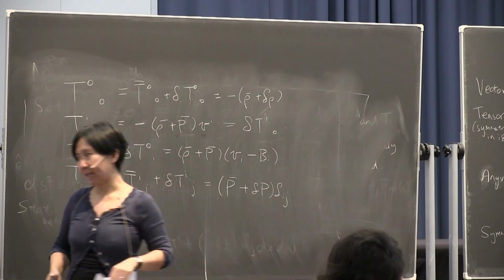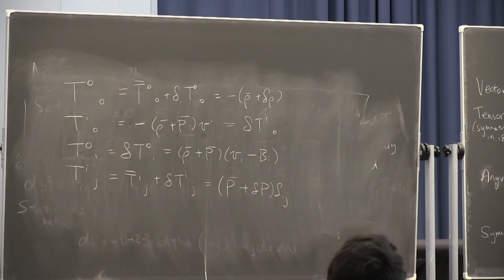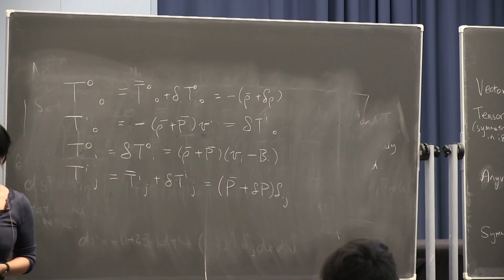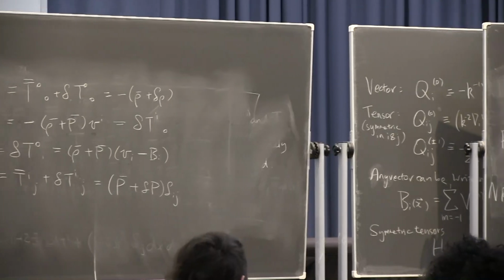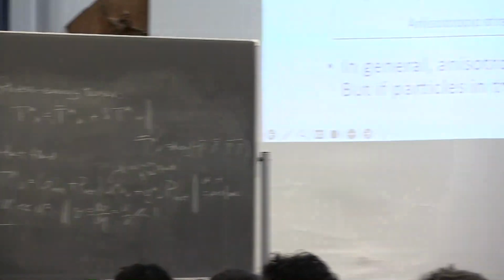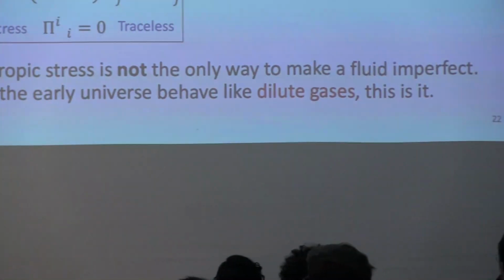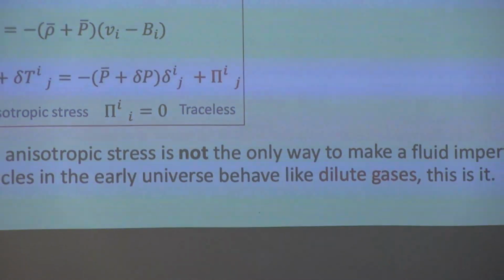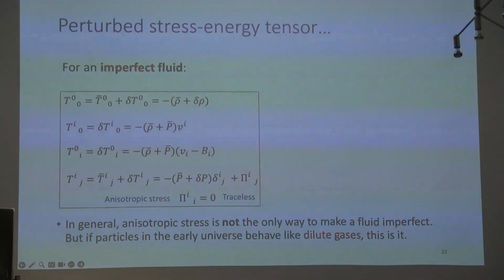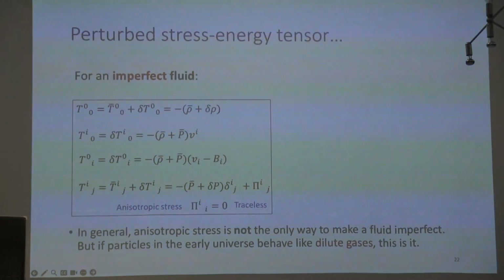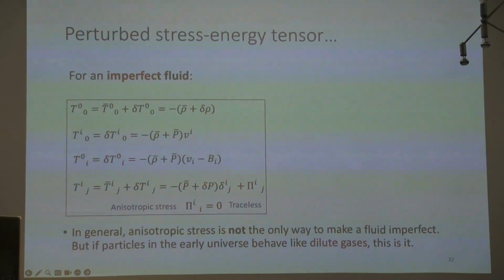So what needs to be done is to add some kind of description to describe this imperfectness. And actually, it's quite straightforward. We just have to add an anisotropic stress. Okay? And that enters into the space-space part of the stress energy tensor. It's an anisotropic stress, it's traceless, okay, has to be traceless. Anything that contains a trace would just be pressure.